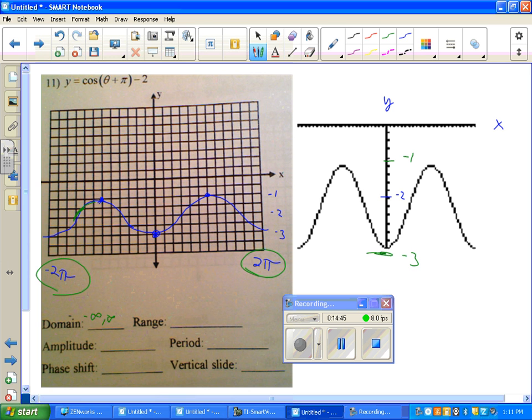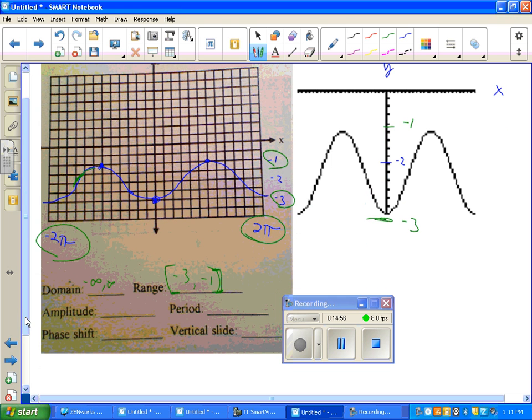The range, -3 to -1. Make that brackets. Amplitude. Well, -1 minus negative 3 over 2 is 1. So that's the amplitude. The period, we take a look at where a whole wave is.